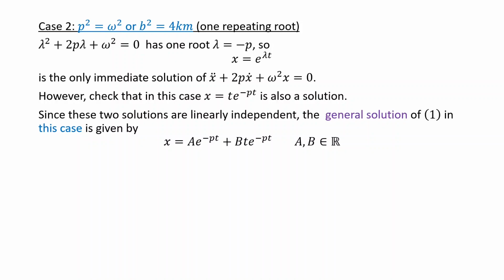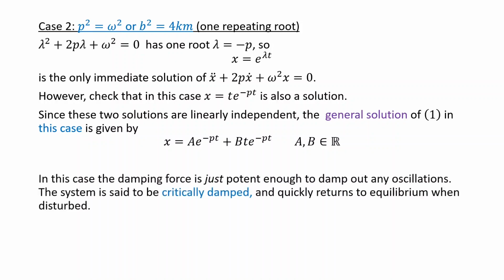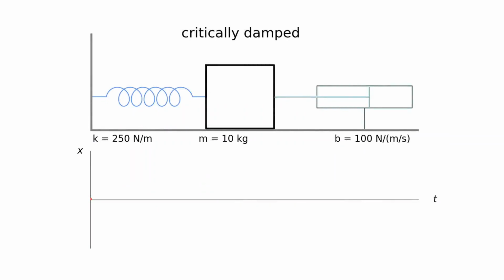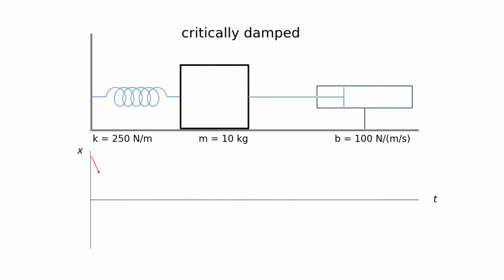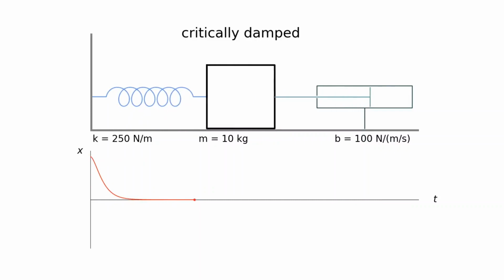And what does this correspond to? In this case, the damping force is just strong enough to damp out any oscillations, and we say that the system is critically damped. It means that the system very quickly returns to equilibrium when disturbed. So it's going to be the case here. There you are, given k, m, and b, go and check that p squared is equal to 4km, or p squared is equal to omega squared, which means that this is a critically damped case. Now let's see what it looks like. It looks very similar to the previous case, but what's different here is it's much quicker back to equilibrium, which we will see a little bit better towards the end when we view these animations next to each other.